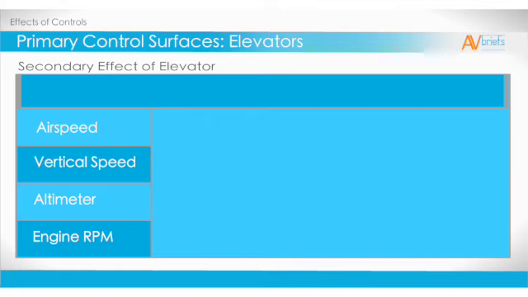We can liken these effects to riding a push bike up and down a hill. Something I am sure we have all experienced at some point. The areas that are affected are airspeed, or how fast we are going. The vertical speed is how quickly we are gaining height. The altimeter measures our height above something, so it is how far up the hill we are. And engine RPM is how fast the engine is spinning. It can be likened to how fast our legs are pedaling us.